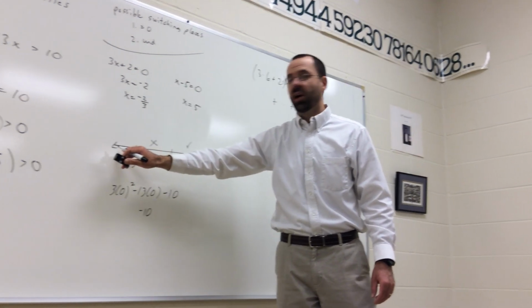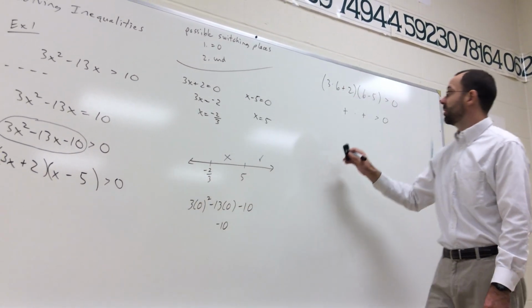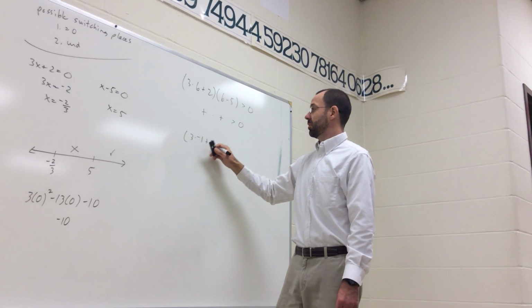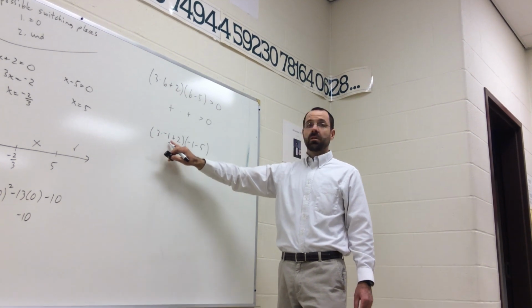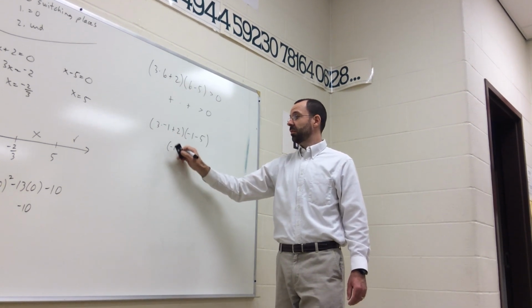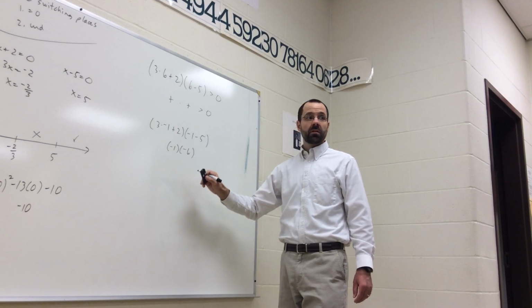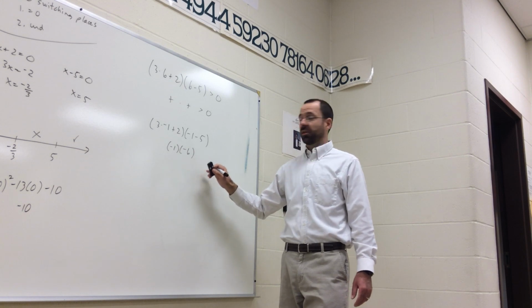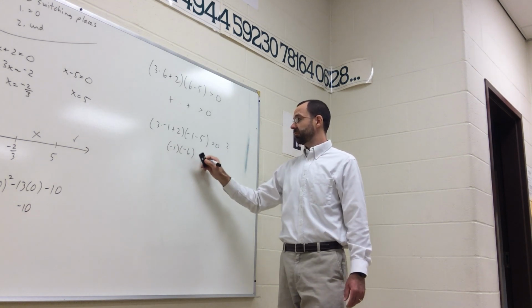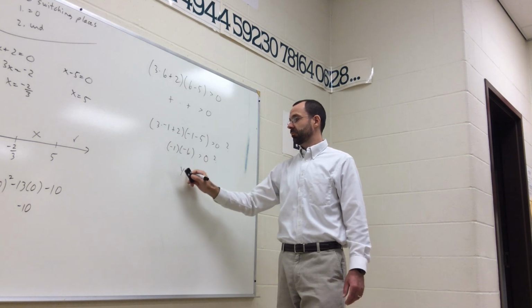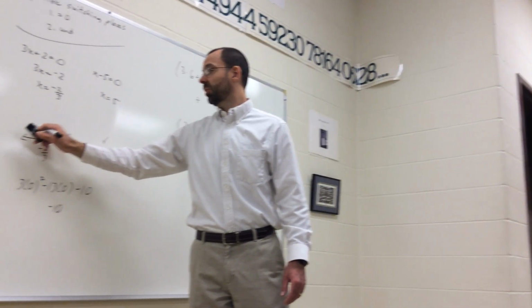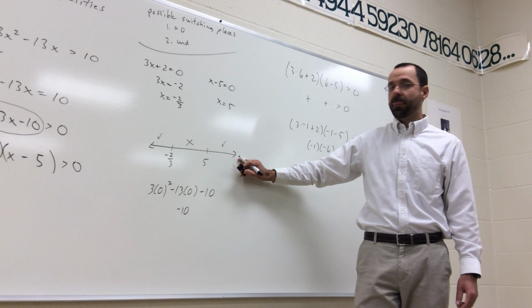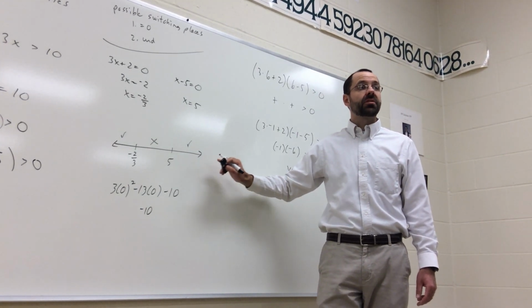And then I'm going to try -1 to represent these numbers. That's a negative number times a negative number, which is positive. So that is bigger than 0. So all of these numbers work. Yes?